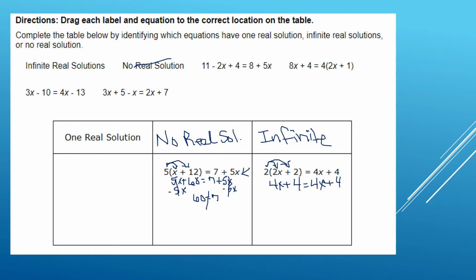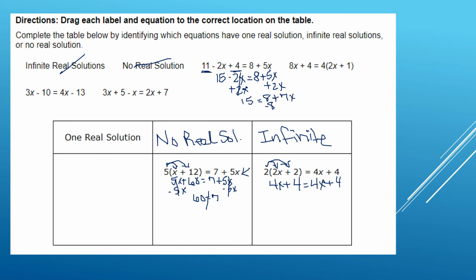Okay, so I've used both of those now. So now I can go up to the top and solve these. I'm going to look at the first one, and I see that I can combine 11 and 4. 11 and 4 is 15. Minus 2x equals 8 plus 5x. I'm going to add the 2x over here. So I'm left with 15 equals 8 plus 7x.